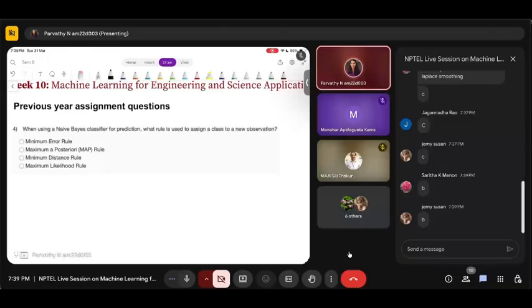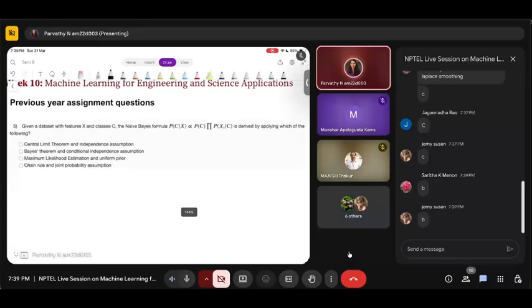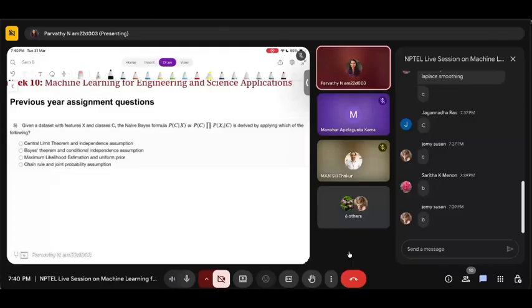Yeah. So the maximum a posteriori rule is used to assign a class to a new observation. Given a dataset with features X and classes C, the naive Bayes formula P of C given X proportional to P of C times the product of P of Xi given C is derived by applying which of the following? Central limit theorem and independence assumption, Bayes theorem and conditional independence assumption, maximum likelihood estimation and uniform prior, chain rule and joint probability assumption.